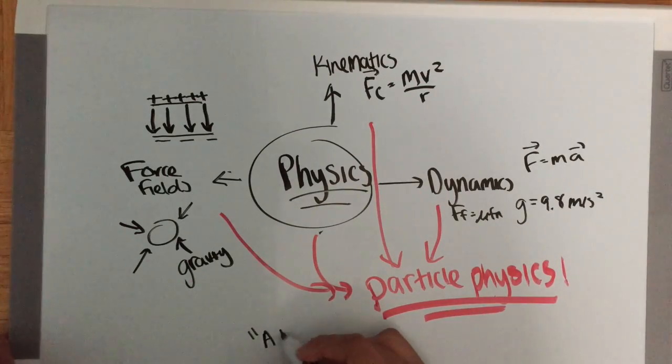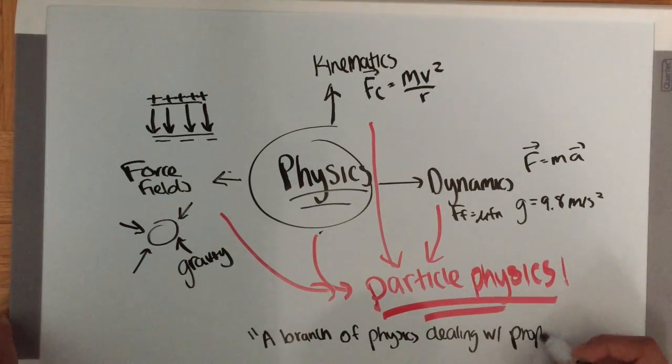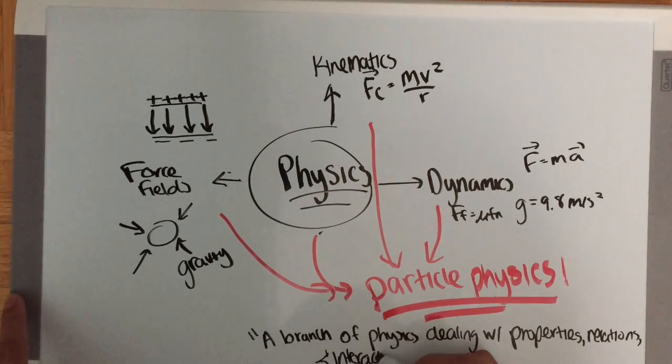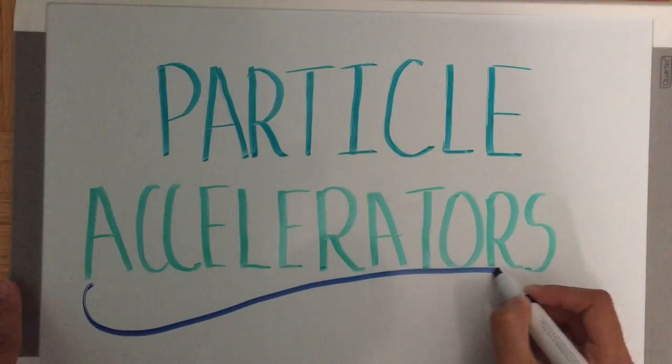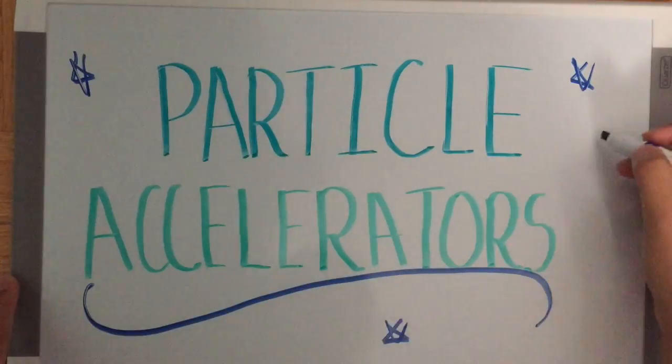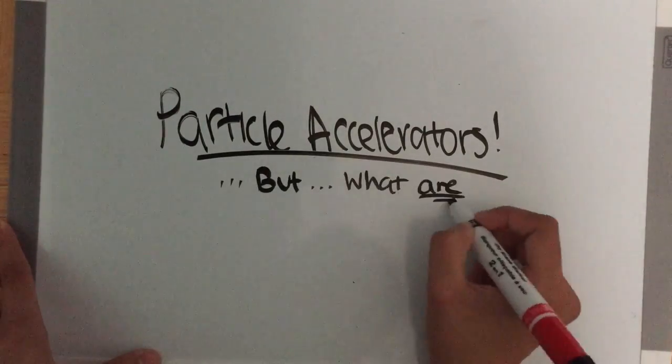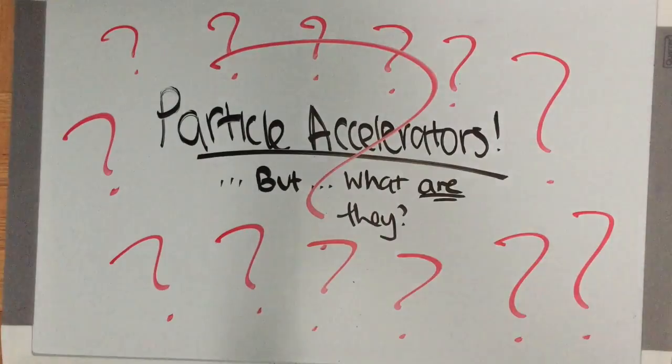Particle physics is a branch of physics that deals with the properties, relationships, and interactions of subatomic particles. This all leads to our topic, which is the particle accelerator. Particle accelerators. But what are they?